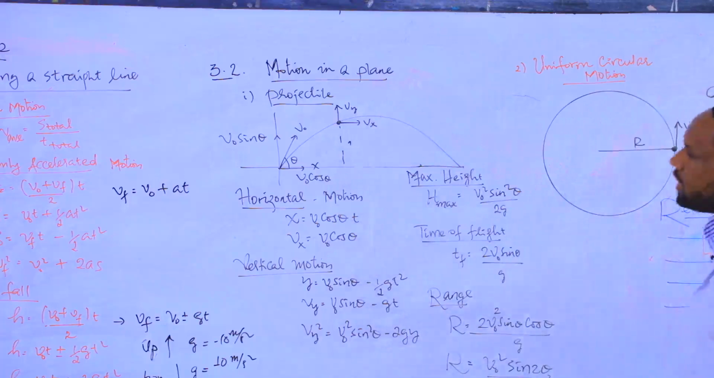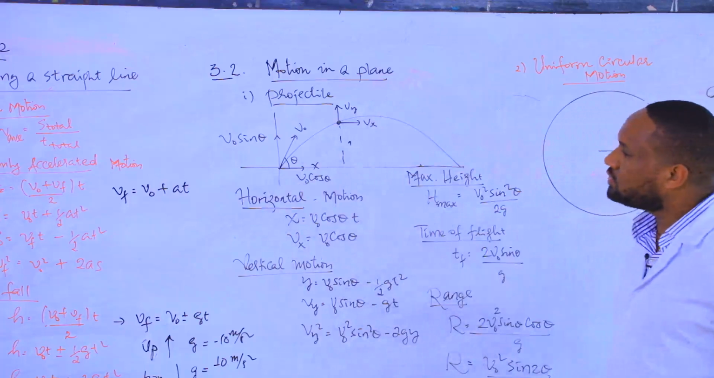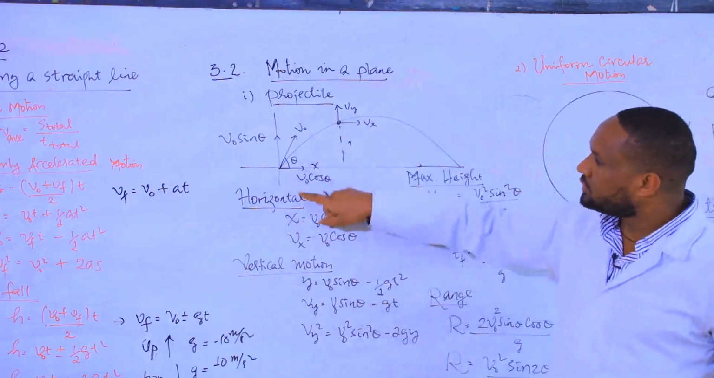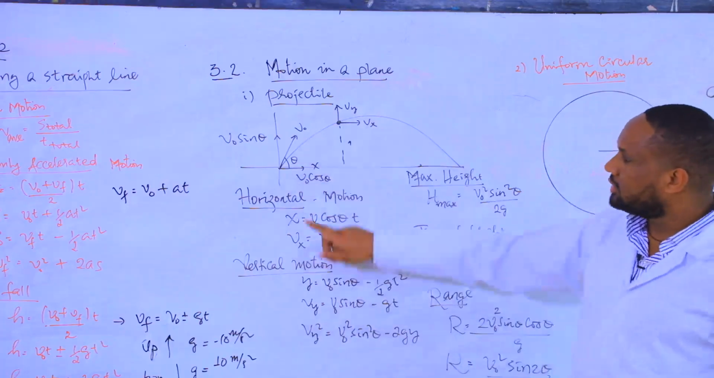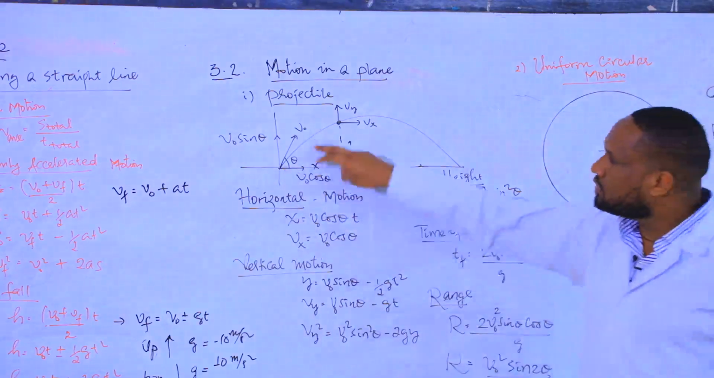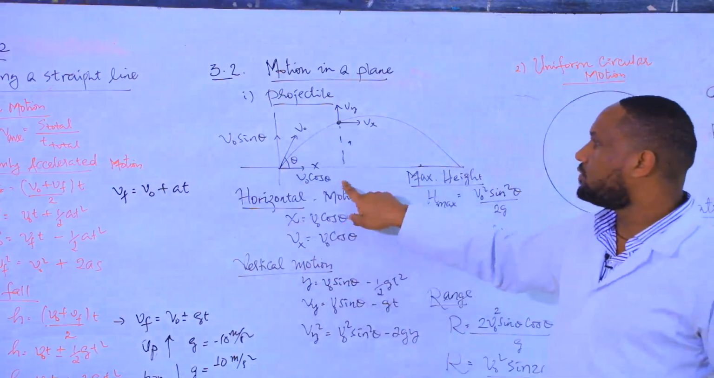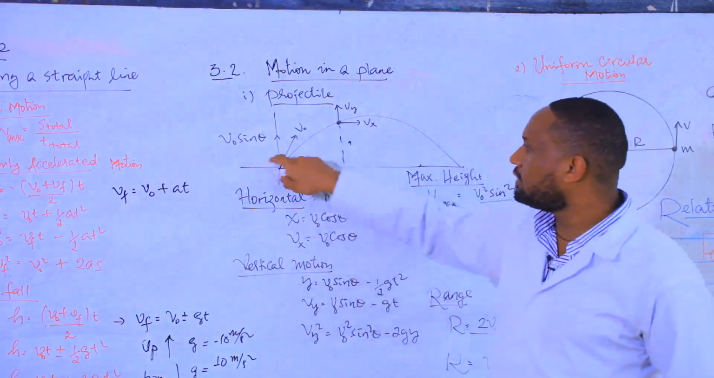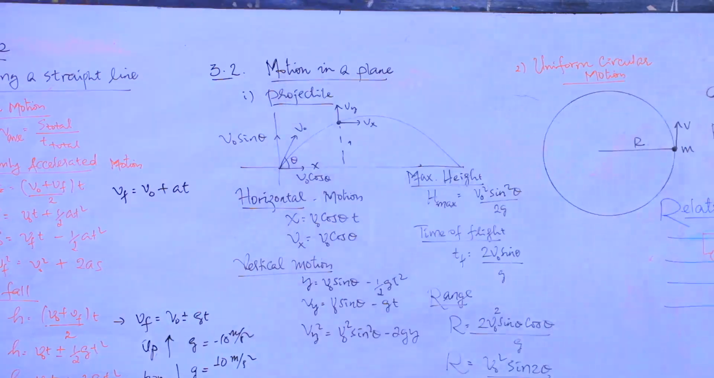So you can see here we are considering an inclined projectile motion. Initially the object is launched with initial velocity v, making an angle theta with the horizontal. As a vector, the velocity can be decomposed into two components. We have the horizontal component v cos theta and the vertical component v sin theta.